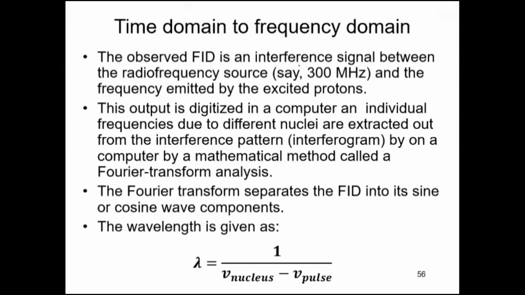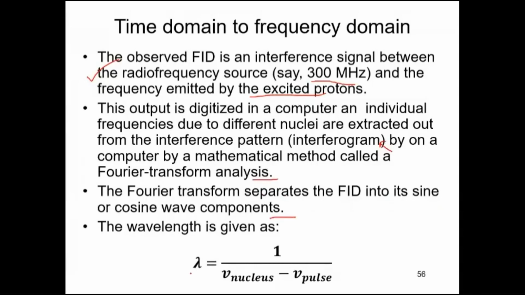The FID is an interference signal between the radio frequency source, for example 300 megahertz, and a frequency emitted by the excited proton. See, there will be some radio source frequency also in there. Okay, this output is digitized in a computer, and individual frequencies due to different nuclei are extracted out from the interference pattern or interferogram, nothing but FID only, on a computer by a mathematical method called Fourier transform analysis. The Fourier transform separates FID into its sine or cosine wave components.